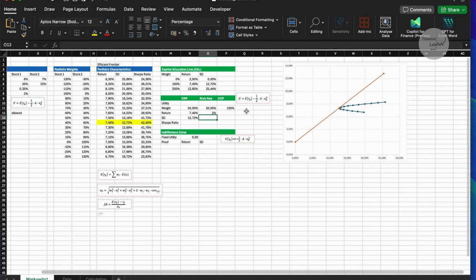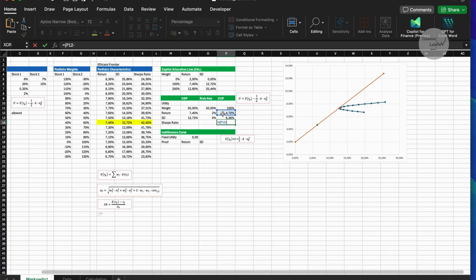Then we just fill in the data in the table. The portfolio return is, as always, just the weighted average of the portfolio returns, but the standard deviation is just the weight in the optimal risky portfolio times the standard deviation of the optimal risky portfolio, because the standard deviation of the risk-free rate is 0%.